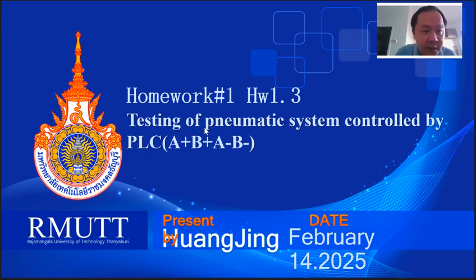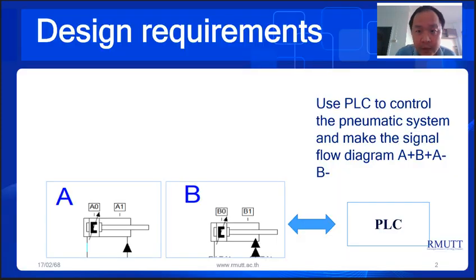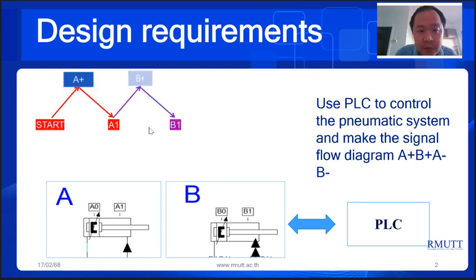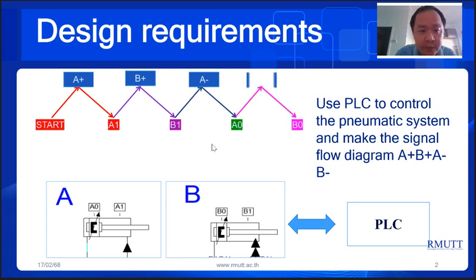It is testing of the pneumatic system controller by PLC. And first, the design requirement. It is to use the PLC to control the pneumatic system and make the signal follow the diagram A+, B+, A negative, B negative.